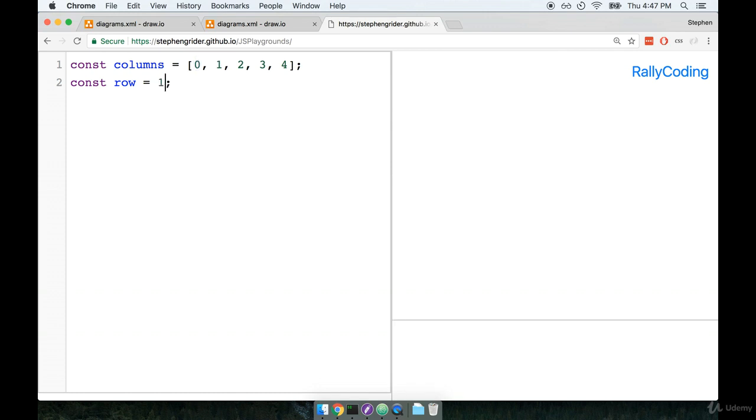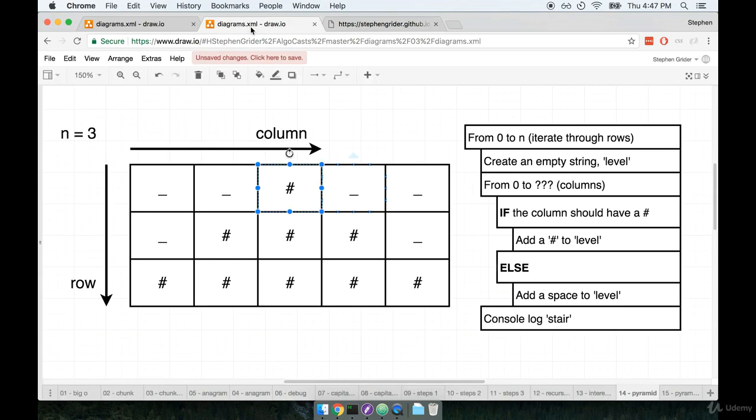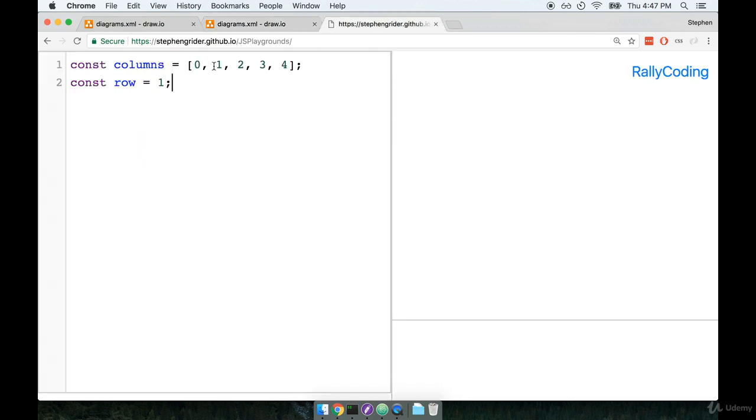And then if row was 1, then I would want to make sure, so just to be clear, that would correspond to this second row right here if row is equal to 1. So in that case, I would need to make sure that I can somehow produce a pound here, a pound here, a pound here, but then spaces on the ends.